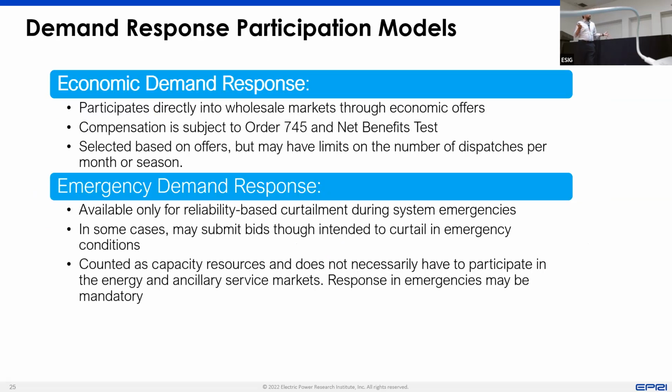Demand response, again, different participation models. There are lots more acronyms in all the different regions on how demand response participates, but you can kind of put them into two categories. One being economic demand response, that is participating based on prices and earning revenue from the energy market, having to comply with net benefits tests and baselining. And then you have emergency demand response, which is really resources that are being called upon only during certain critical events.